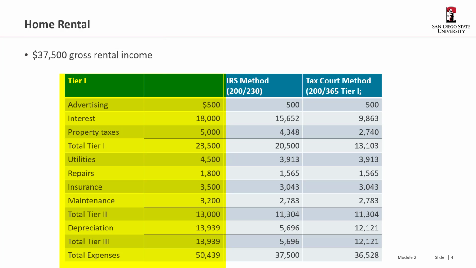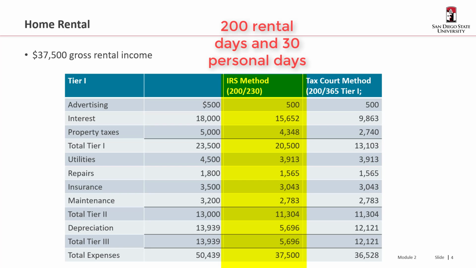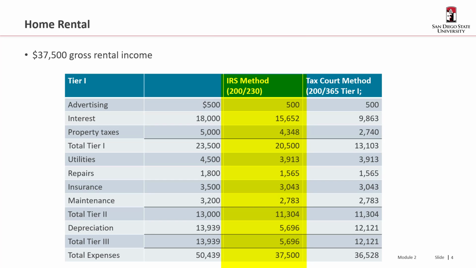Okay, that said, let's begin the allocation. So first we'll do the IRS method only. So the first thing we would do is count the number of rental days. Well, we rented it for 200 days. What's the total number of days? Well, rented plus personal is 230. So the allocation ratio of each of these is 200 to 230.